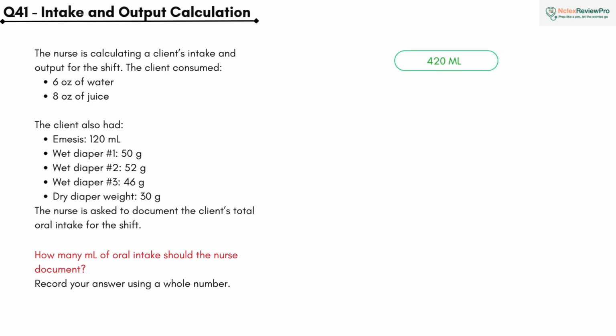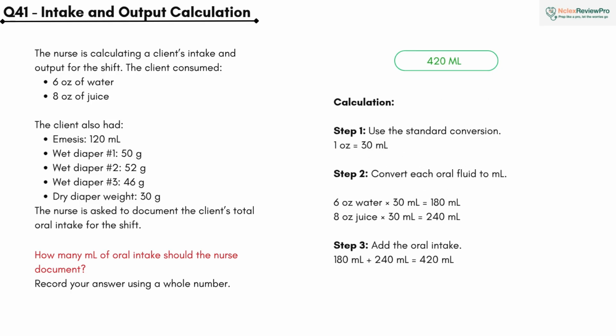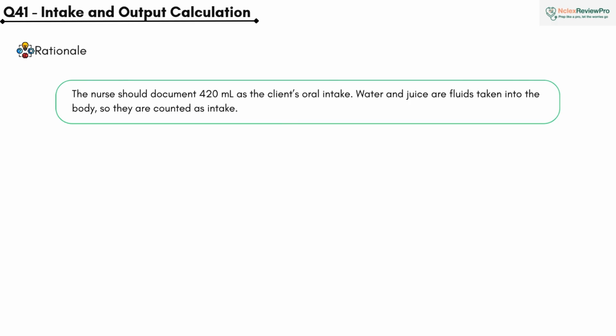The correct answer is 420 milliliters. All right, let's look at the calculation. The standard conversion is 1 ounce equals 30 milliliters. First, convert the water. 6 ounces times 30 milliliters equals 180 milliliters. Next, convert the juice. 8 ounces times 30 milliliters equals 240 milliliters. Now add the oral intake together. 180 milliliters plus 240 milliliters equals 420 milliliters. So the nurse should document 420 milliliters as the client's oral intake.